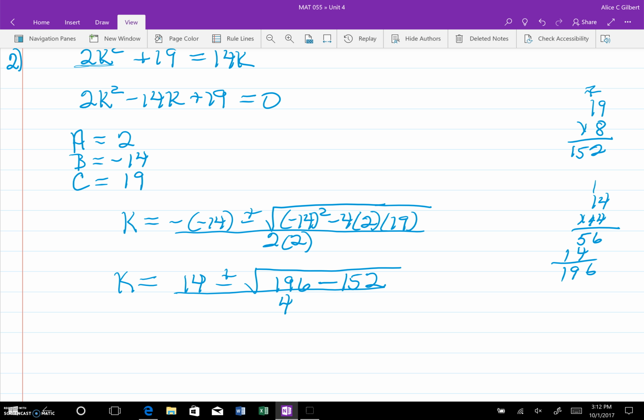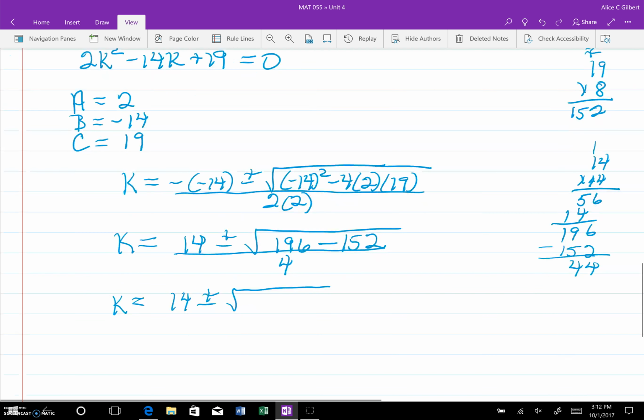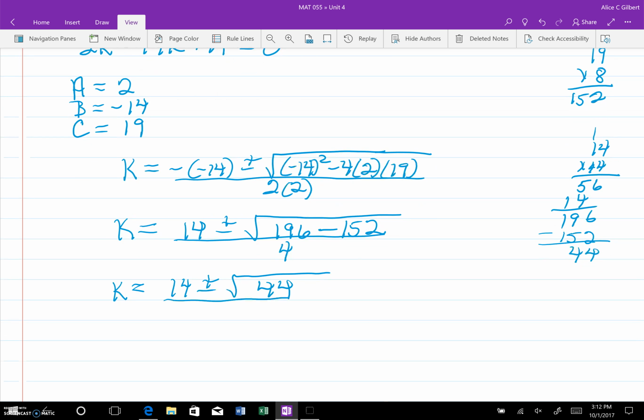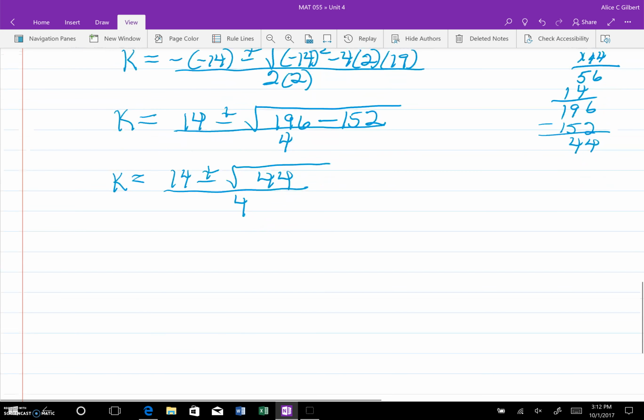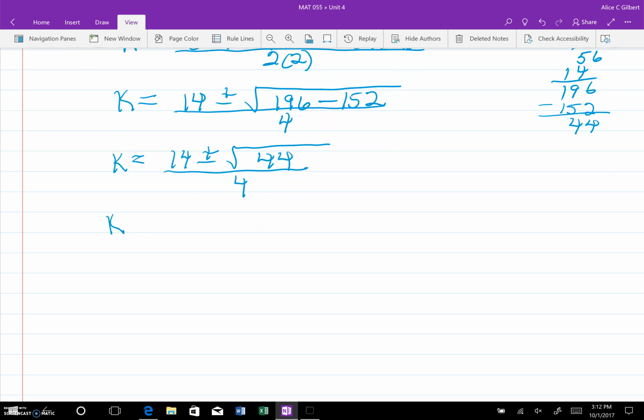So now, next step, k equals 14 plus or minus the square root of 196 minus 152, 44. So that's 44 over 4. Now I need to reduce my radical. So 14 plus or minus, and let's see, that's going to be 2 times 22 and 2 times 11, and that's it. So 2 times the square root of 11 over 4.